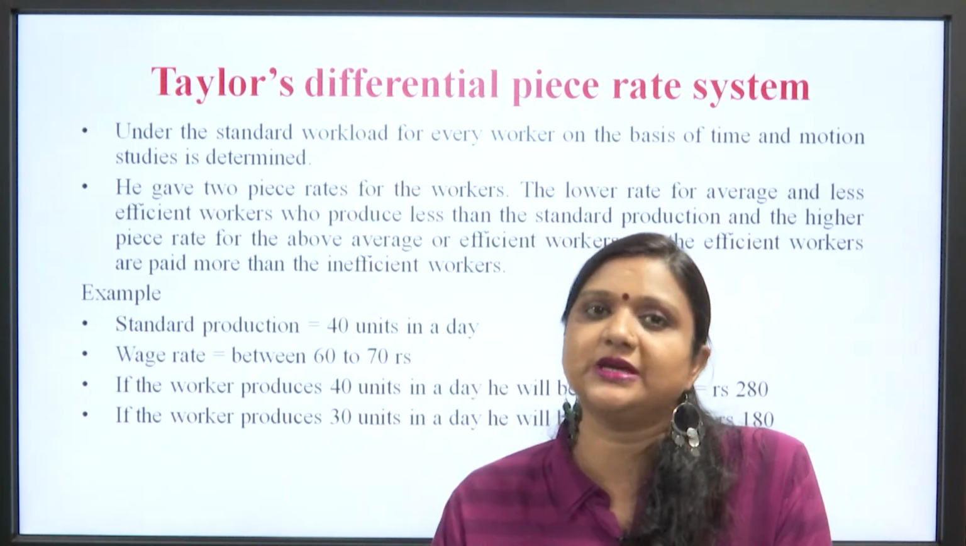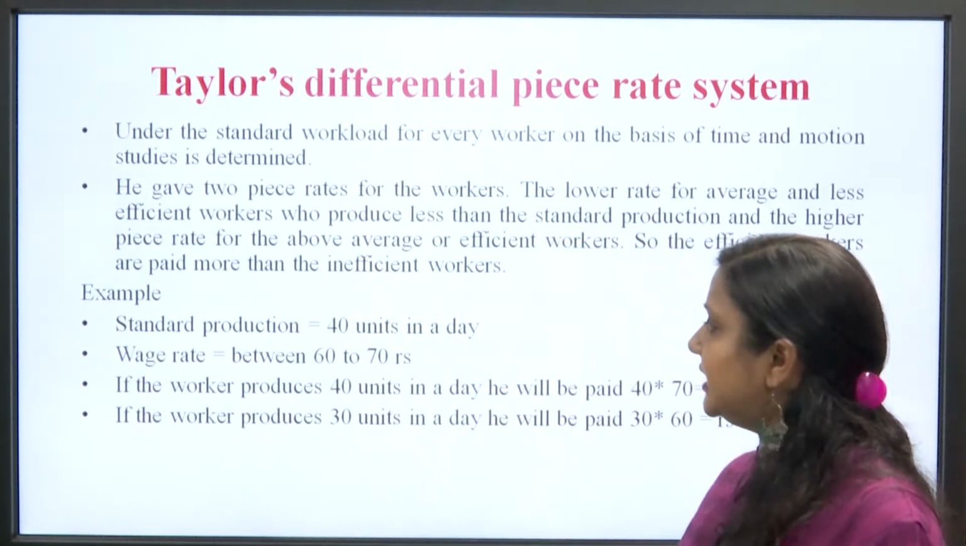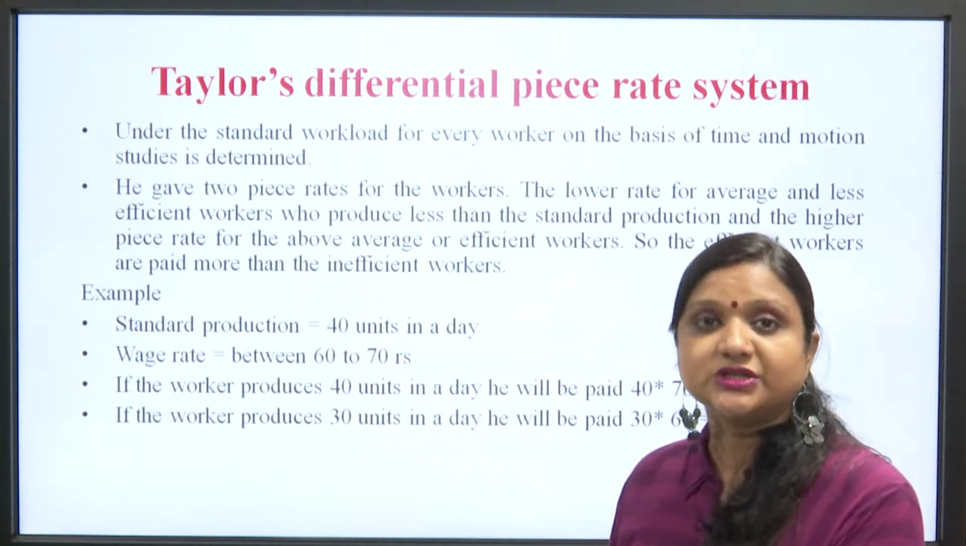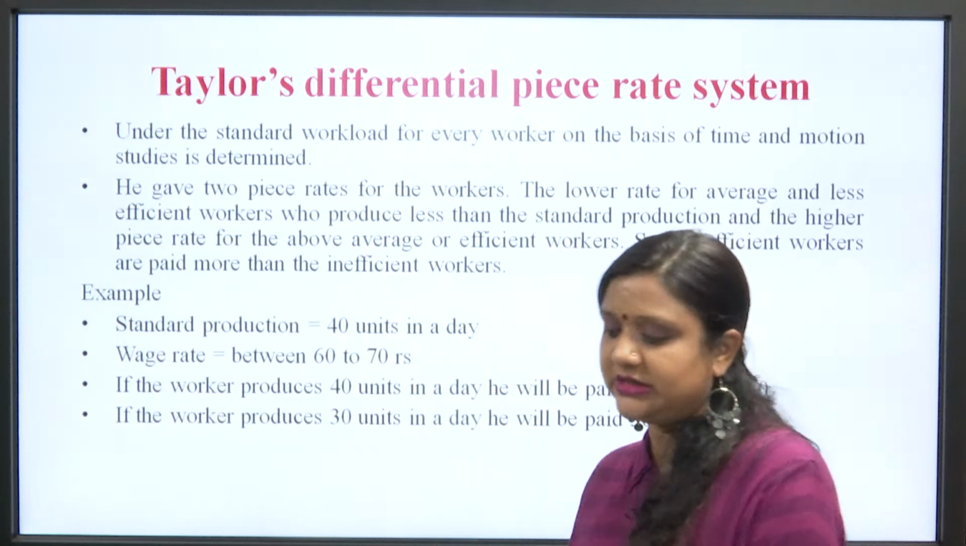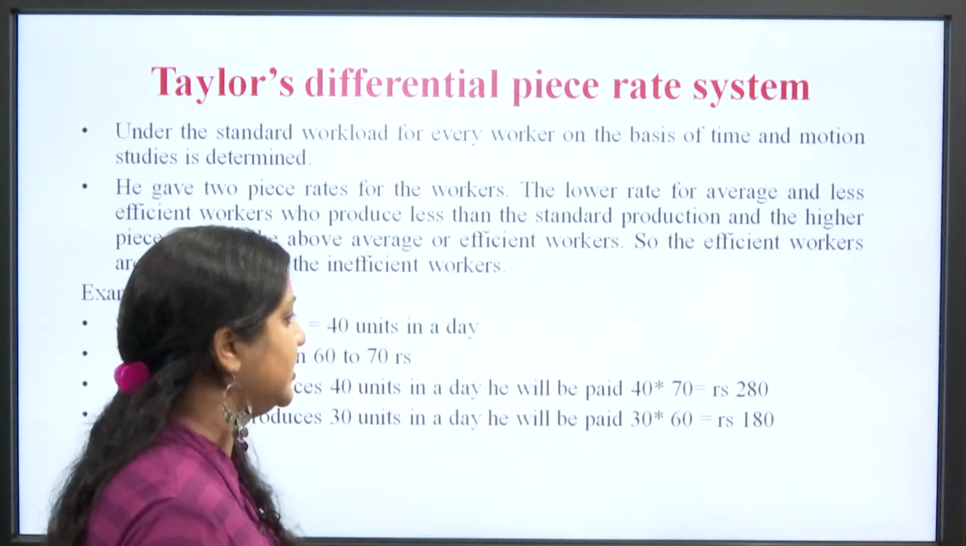So, the efficient workers are paid more than the inefficient workers. Here, as an example, we see that standard production is 40 units in a day, with a wage rate between 60 to 70 rupees, because incentive is a variable reward. So, how is the reward fixed?